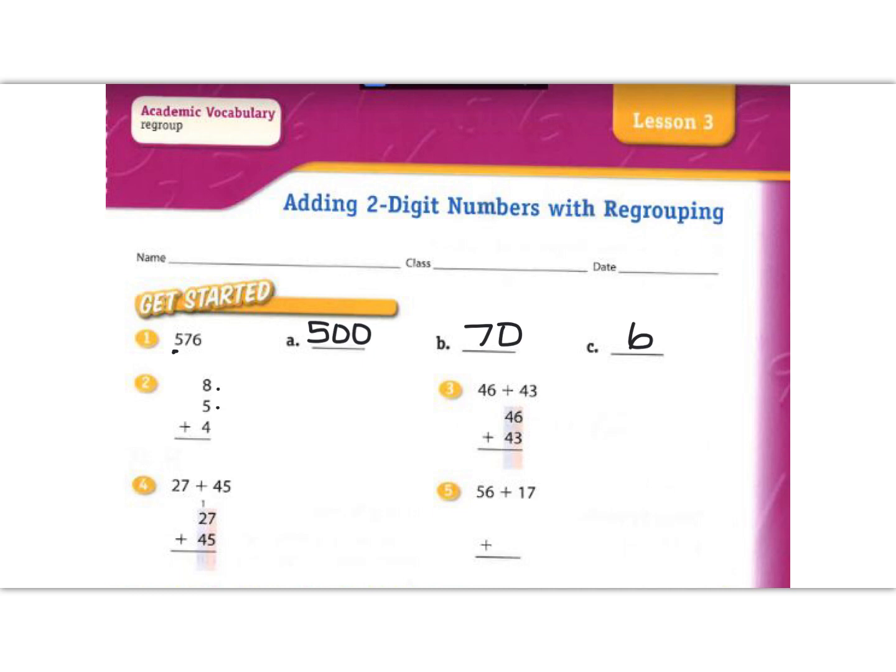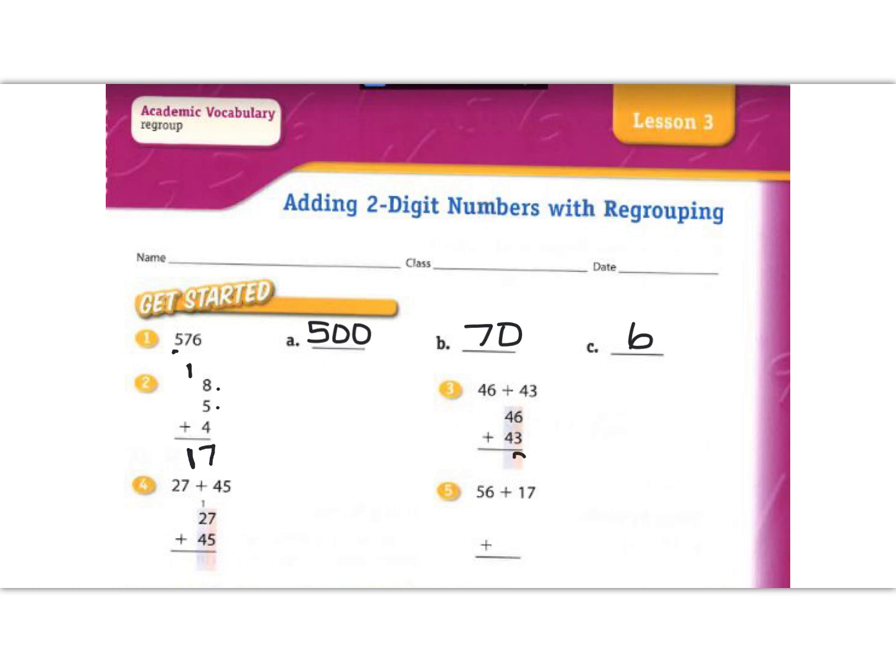Then here, number 2, let's look here. We have 8 plus 5 plus 4. Well, 8 plus 5 is 13. 13 plus 4 is 17. So we leave the 7 in the ones, but we carry the 1 into the tens place. So you could just write it as 17, but it's helpful to carry the 1 to make sure that you're remembering to do that.